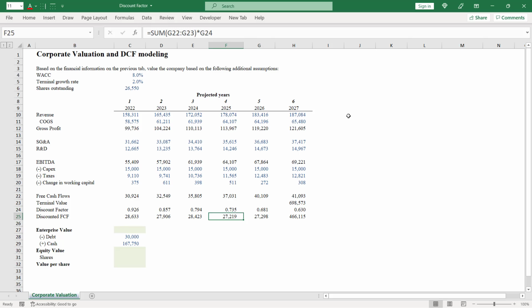And now the last step is to calculate enterprise value, which is a sum of my present values of free cash flows and terminal value. After that, by using the bridge, you can calculate equity value and value per share for the company.